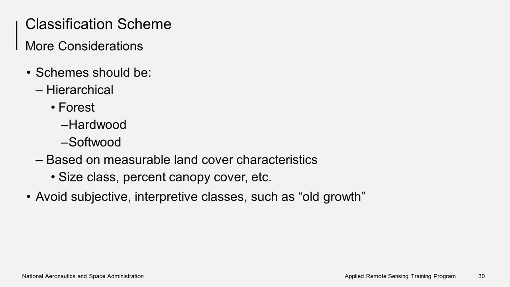In addition, schemes should have different levels, such as dividing a forest class into hardwood and softwood. The classes have to be based on measurable land cover characteristics such as size class or percent canopy cover. You should avoid subjective, non-measurable classes such as old growth because these types of classes often do not have unique spectral characteristics.